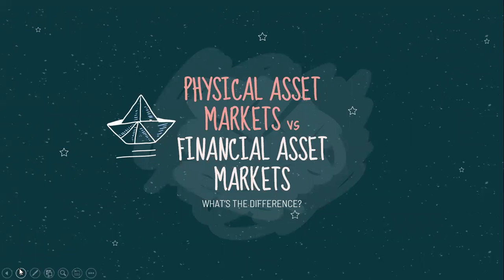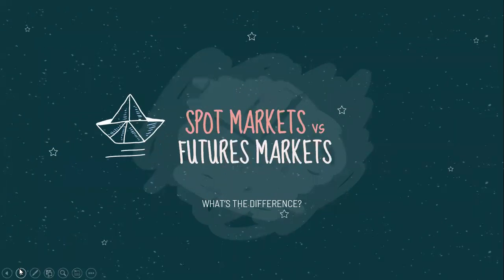So we have here physical asset markets versus financial asset markets. Physical asset markets deal with products that have physical substance like size, shape, and color, while financial asset markets deal basically with financial assets, of course, like cash, stocks, bonds, notes, and mortgages. Next would be the spot market versus futures market.